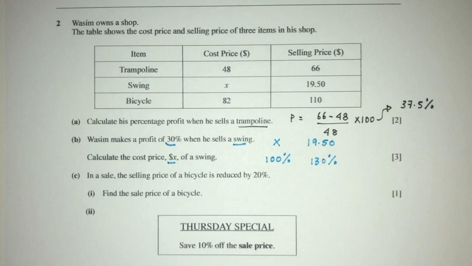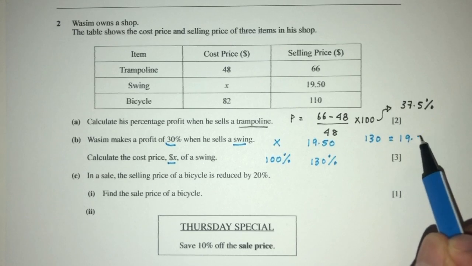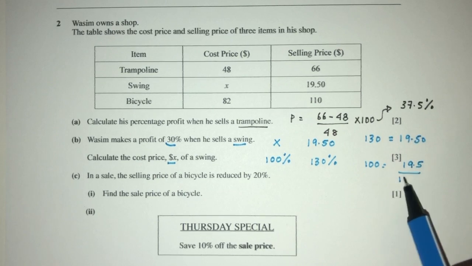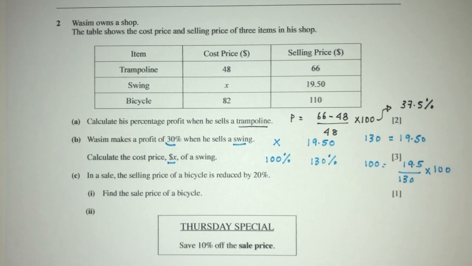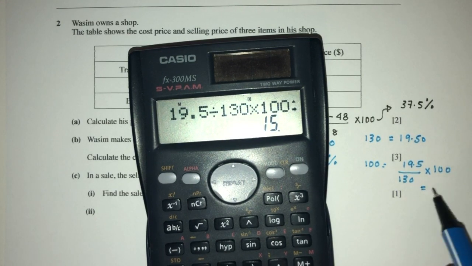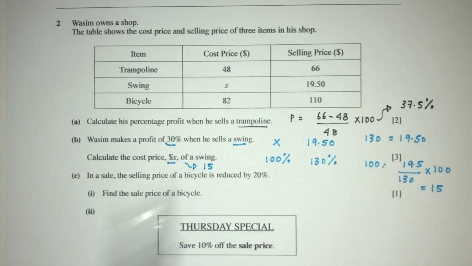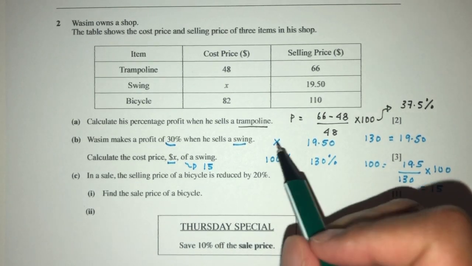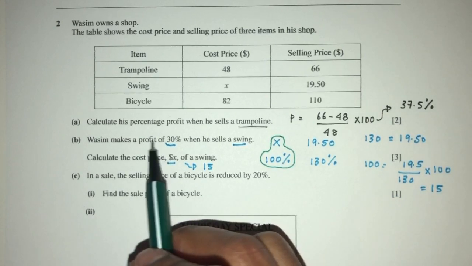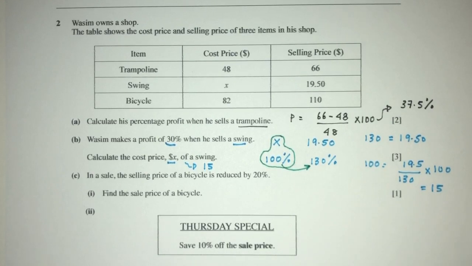So now by using ratios, we can find the value of x pretty easily. So 130% is equal to 1950. Now we have to find 100%, that will be 1950 over 130 times 100. So let's see what we have. That will be 15. So the value of x here will be $15 for the initial price. Again, the main concept here is the initial price will always be 100%. Because he has a profit of 30%, the selling price will be 130% of the initial price.